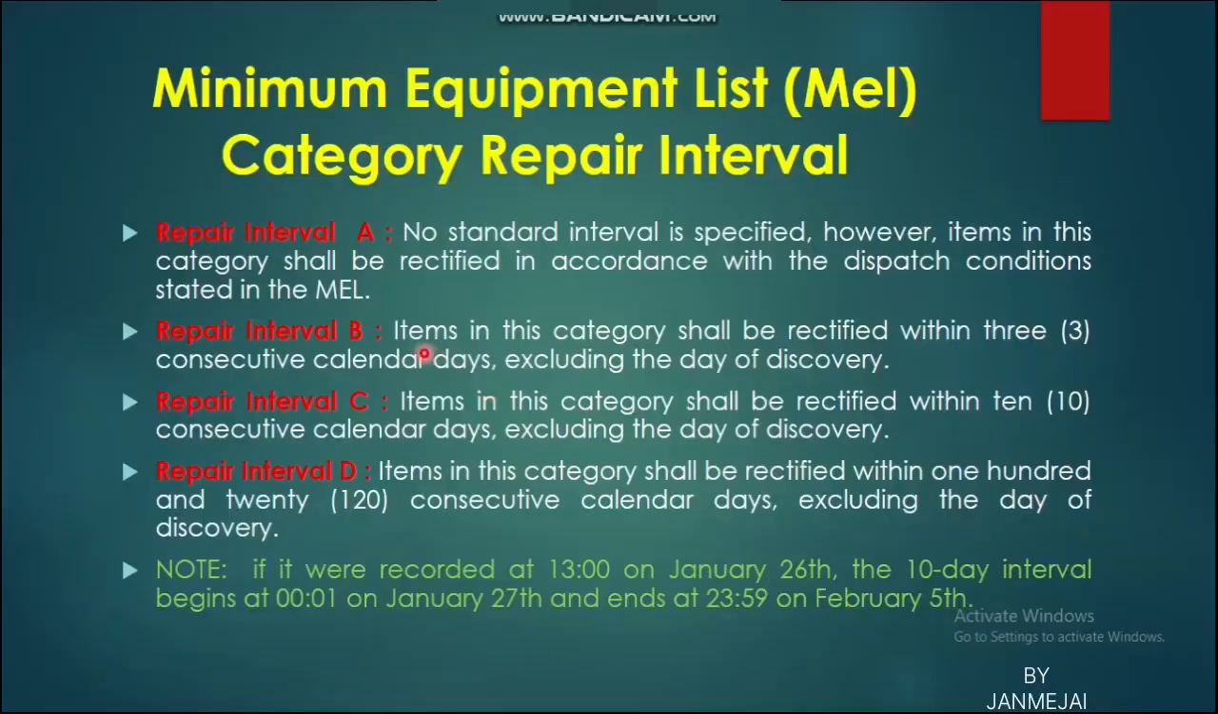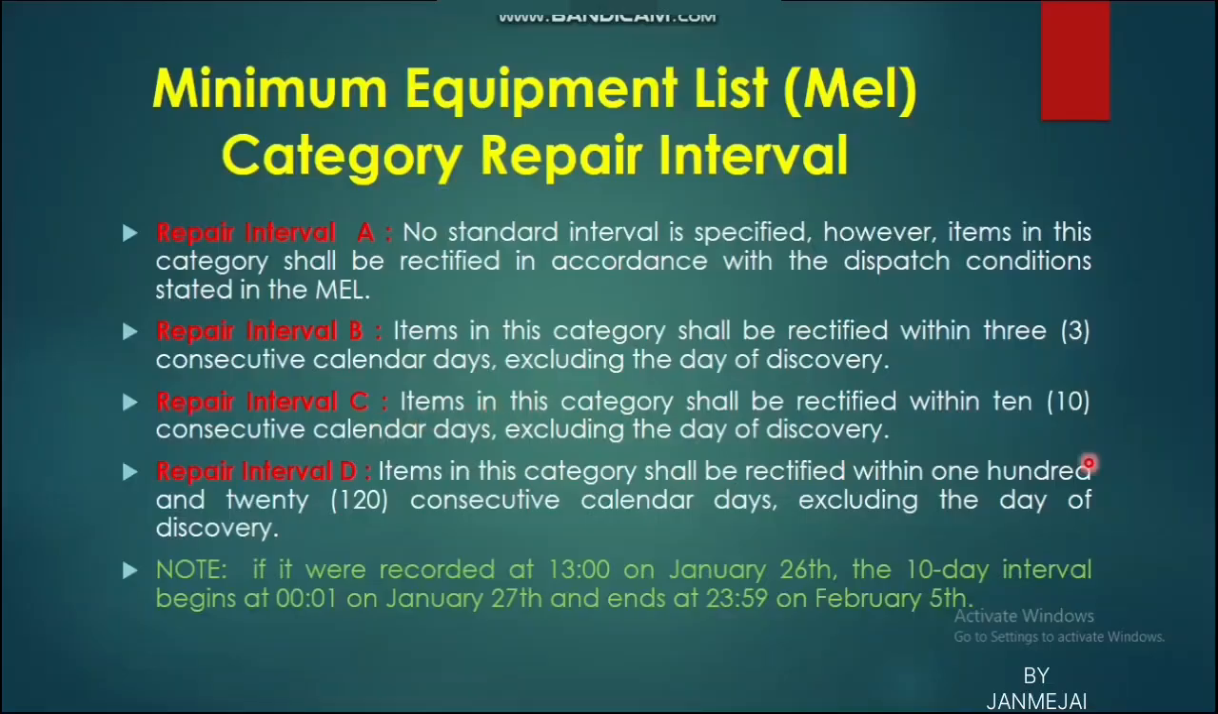Okay, and you are going to apply this in the Cat B MEL, so you will not consider today's date; you will consider from midnight. That's why I mentioned: if it were recorded at 13:00 on January 26, the 10-day interval begins at 00:01 on the 27th onwards. So it will start from the next day's midnight, and the end will be on the 5th. Just calculate 10 days.